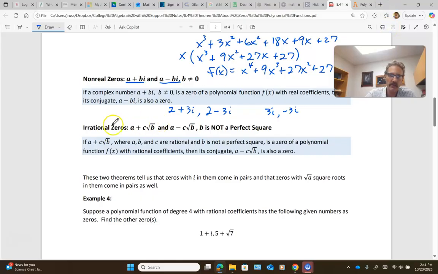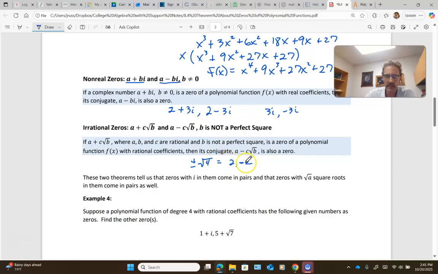And then the second theorem says that your irrational zeros will come in pairs as well, or conjugate pairs. Now, an irrational number is a real number, it's just one that involves a square root. You've probably seen this before when solving quadratic equations: you put a plus and minus and then a square root, and let's say there's a 4 under there, so you end up getting both a positive and a negative 2. That's where this is coming from.